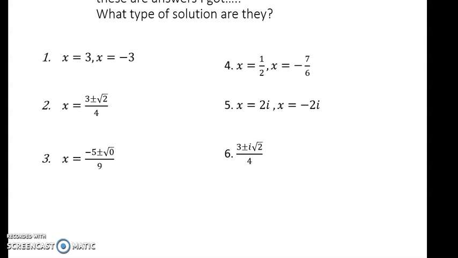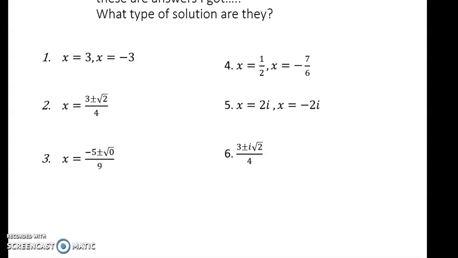So after using the quadratic formula or factoring, these are the answers I got. What type of solutions are they? So number 1, when you look at those, are real solutions. Number 2 would also be considered real. They would be considered irrational, but real solutions.